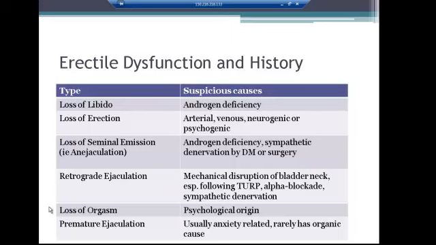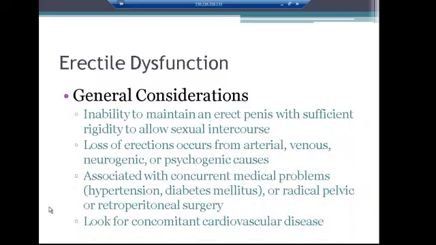There's loss of orgasm, which is typically a psychological origin or psychogenic. Okay, and then there's premature ejaculation, which is usually anxiety related and rarely has an organic cause. General things to consider with erectile dysfunction: inability to maintain an erect penis with sufficient rigidity to allow sexual intercourse. That is the actual definition of erectile dysfunction. Okay, loss of erections, just like we said from the table, arterial, venous, neurogenic, or psychogenic causes.